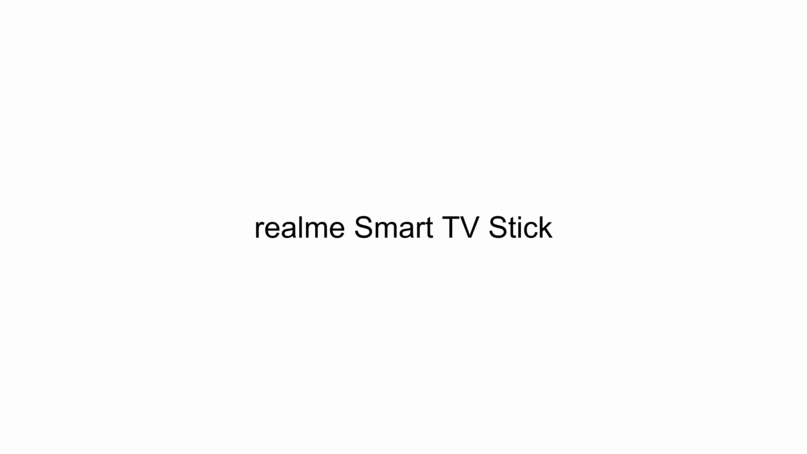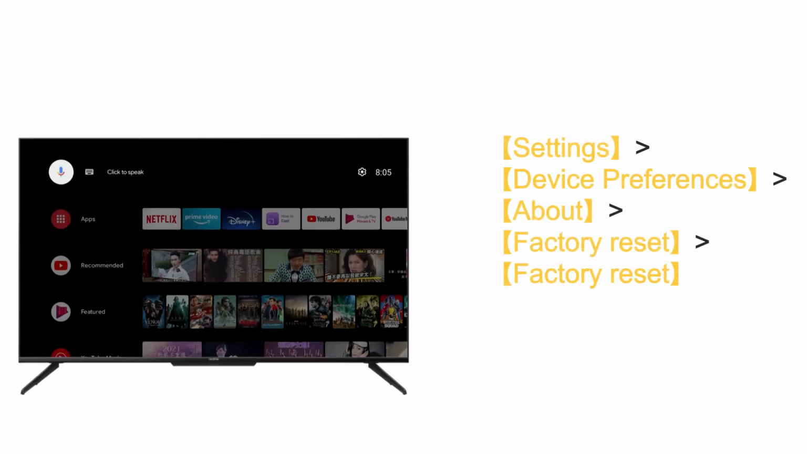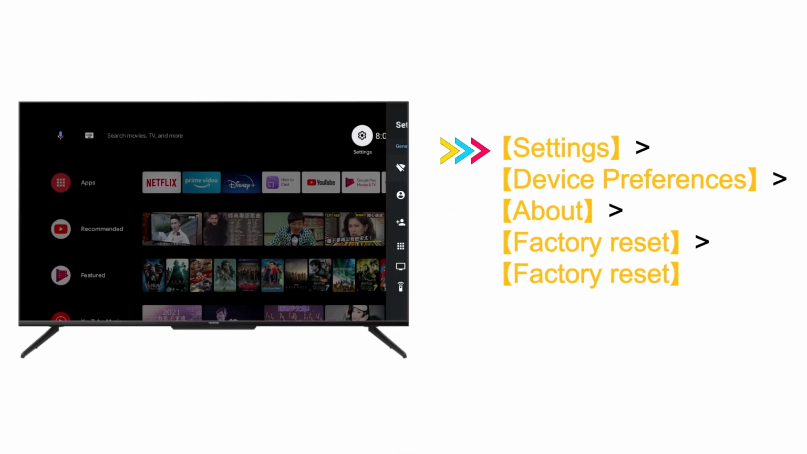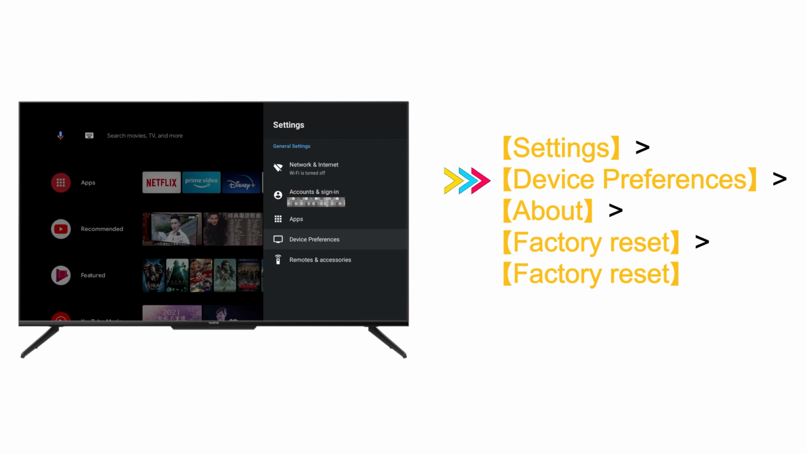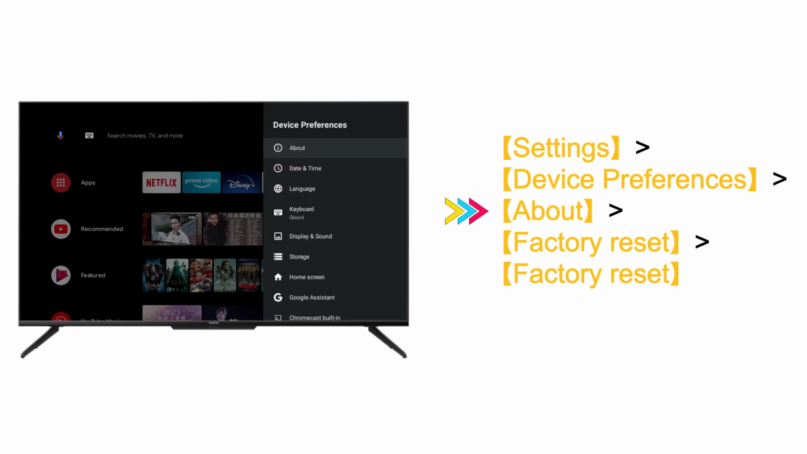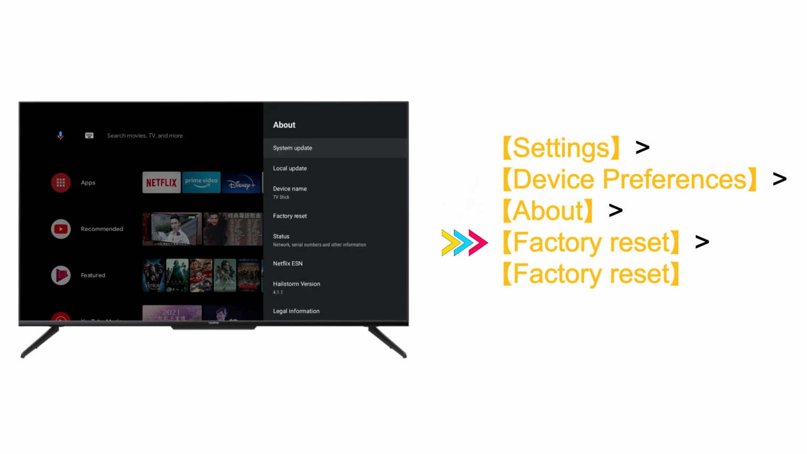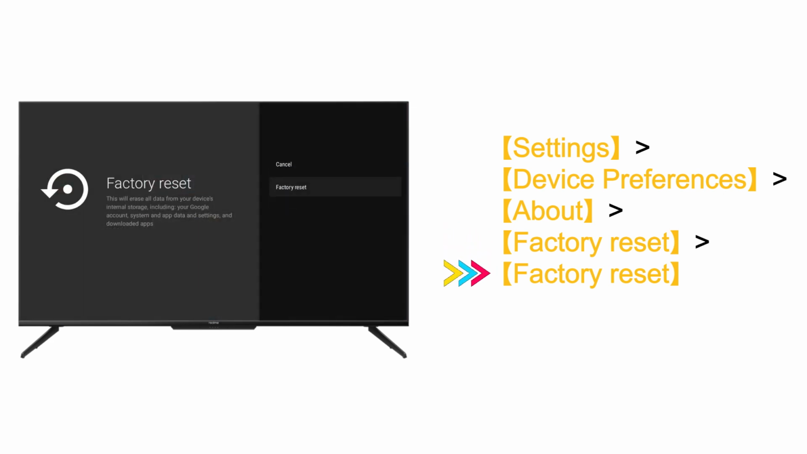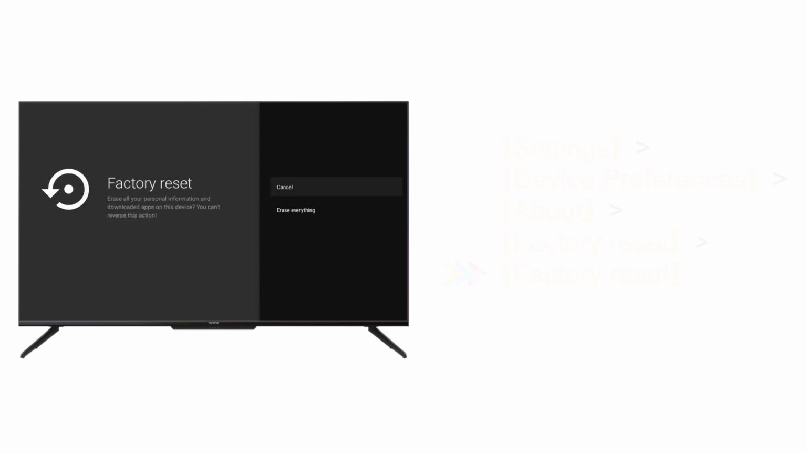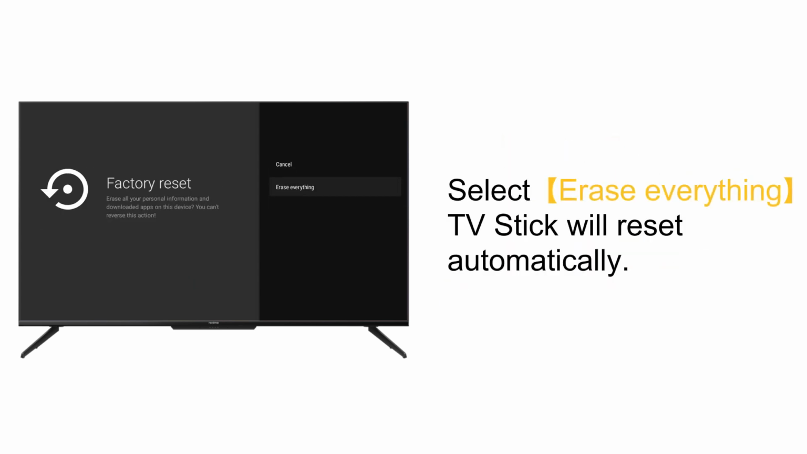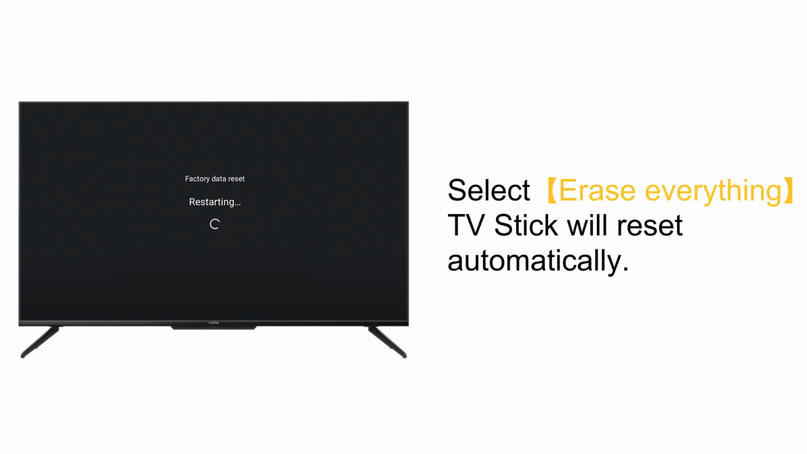How to reset Realme Smart TV stick. First, select Settings. Then, go to Device Preferences. Then click About. Click Factory Reset. Then, go to Factory Reset again. Select the Erase Everything, then TV stick will reset automatically.